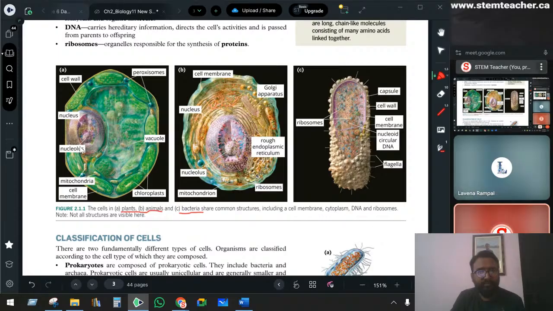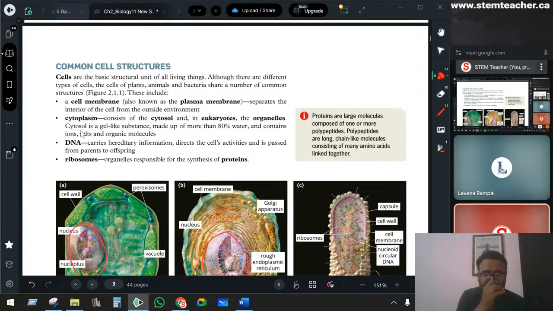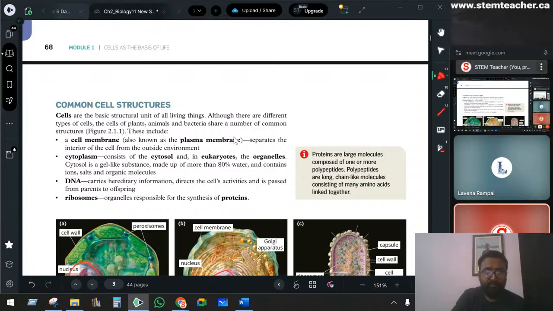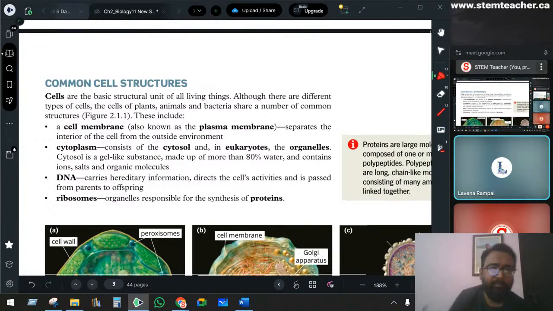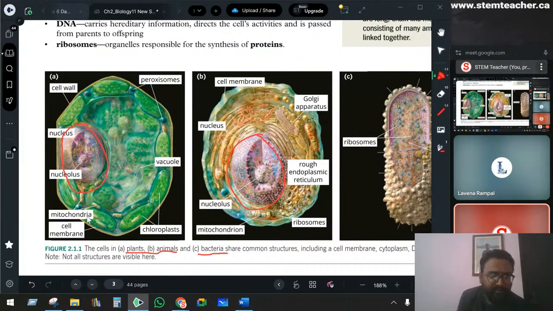And the CPU of the cell is the nucleus. So there is a core concept that this is the nucleus, and this is also a nucleus. There are some major common parts that we have to understand. So, cell membrane. Can you see the cell membrane? The cell membrane is the outer layer of the cell's inner part.